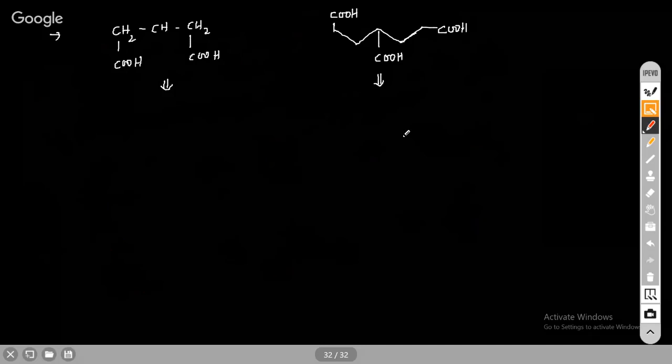Propane 1,3 dioic acid. Which one is it? Propane 1,3. See, Atmesh and Lalita, what is the basic mistake you are making here? You are writing dioic acid, right? And if you write dioic acid, it means you are considering the carbon atoms of the functional group in the parent chain. That's why you are using the suffix. Understood? You are using the suffix of this functional group, which is oic acid.